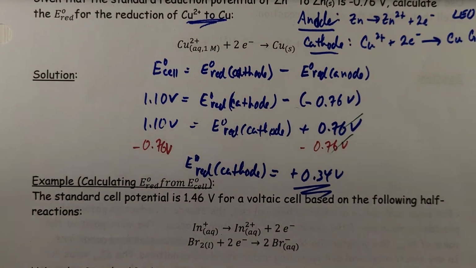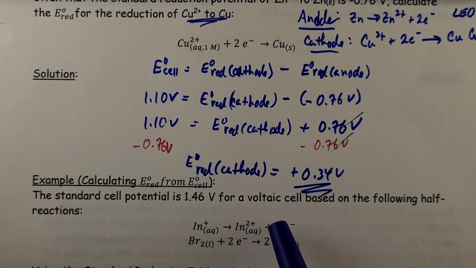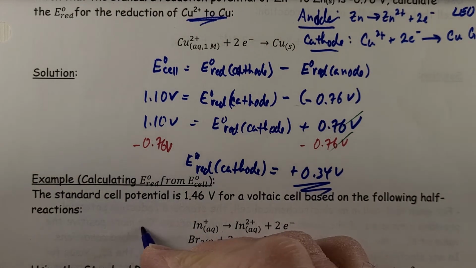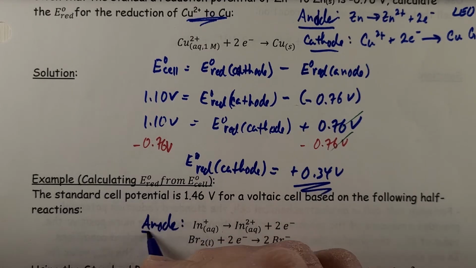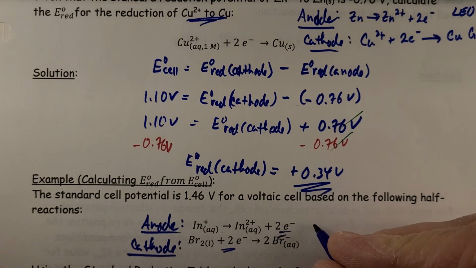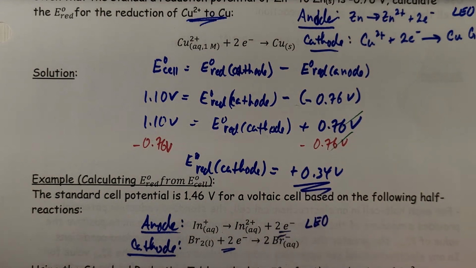Let's look at another example. The standard cell potential is 1.46 volts for a voltaic cell based on these half reactions. Here we have something that's losing electrons to the external circuit, so that's happening at the anode. Over here, something that's gaining electrons is happening at the cathode. So at the anode we have loss of electrons, oxidation. At the cathode we have gaining electrons, reduction.